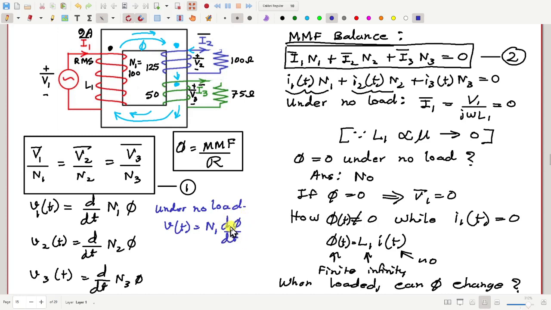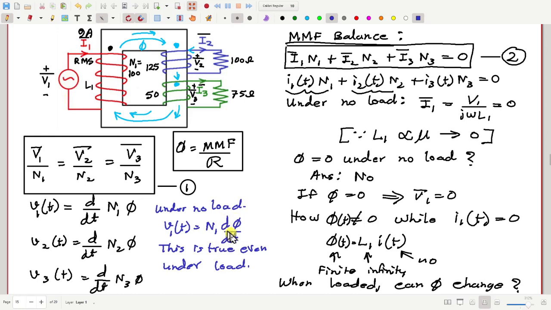Now the point is, even when these loads are connected, this phi must remain the same, because this is also true under load. So phi therefore cannot change, because V1 is not changing. V1 is the same supply that we had even without load. So therefore phi should remain the same.